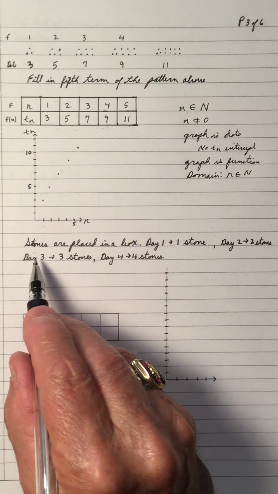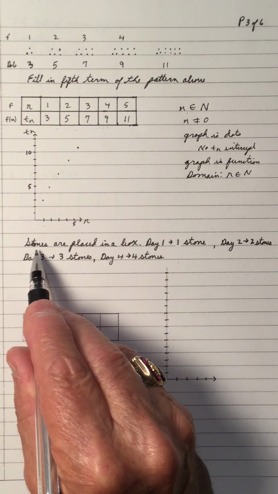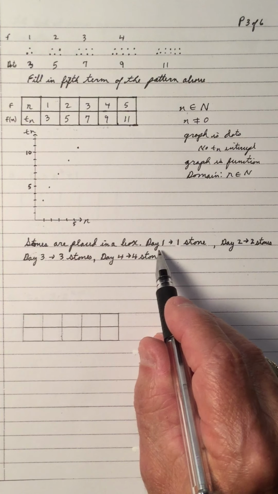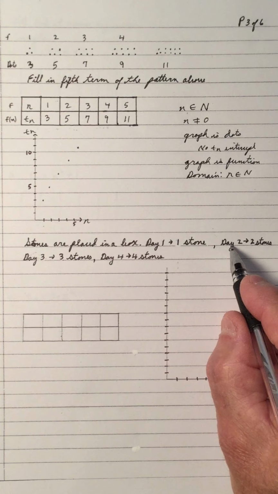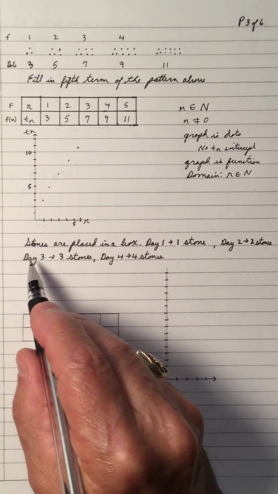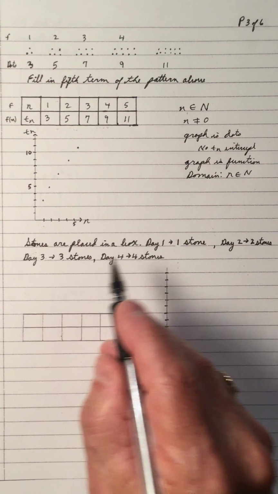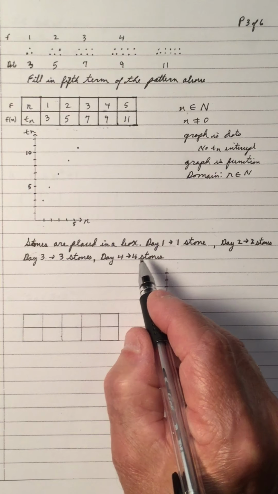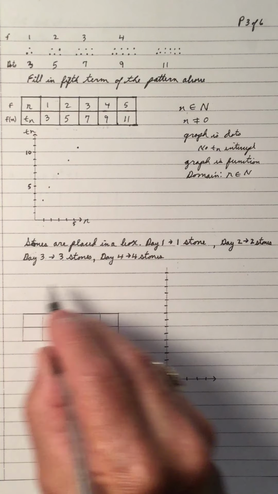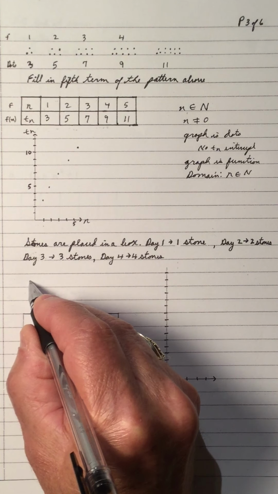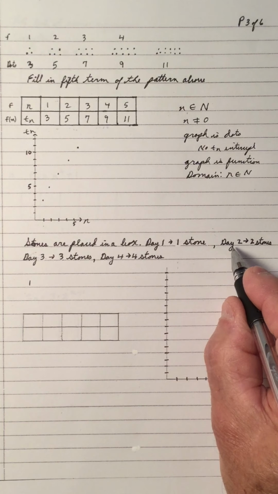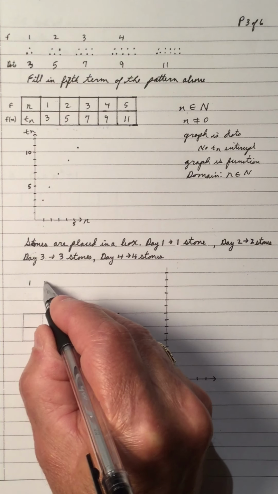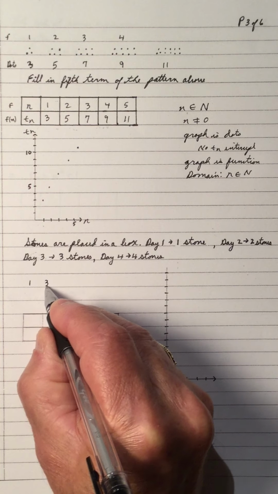Let's look at another one. Statement: stones are placed in a box. Day 1, we have 1 stone. Day 2, we place 2 stones in. Day 3, we place 3 stones in. Day 4, we place 4 stones in. So on day 1, we put 1 stone in. Now on day 2, we put 2 stones in, so that makes 3 stones.